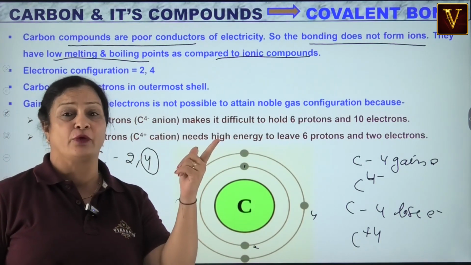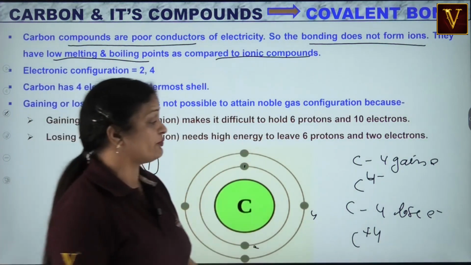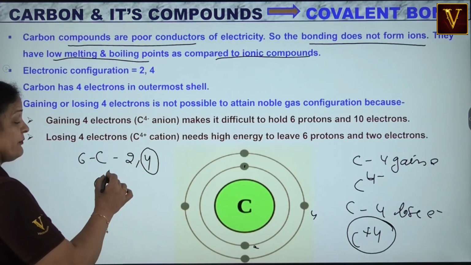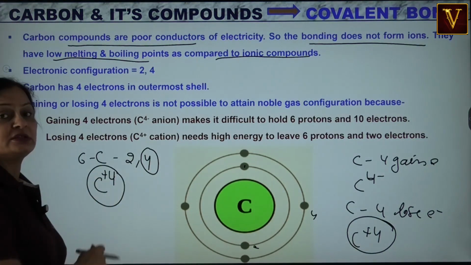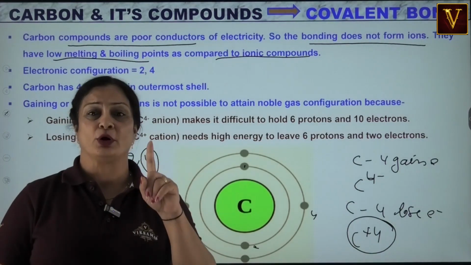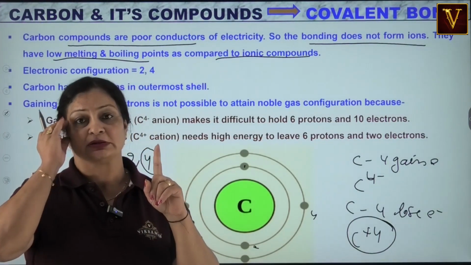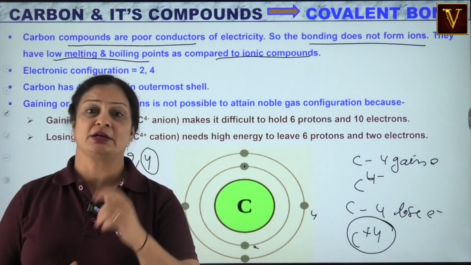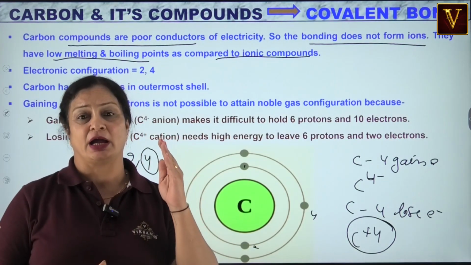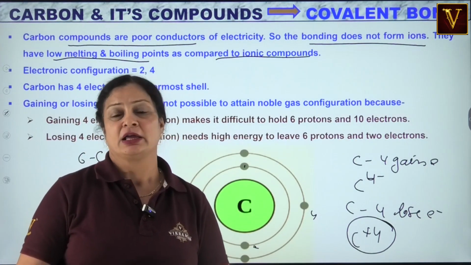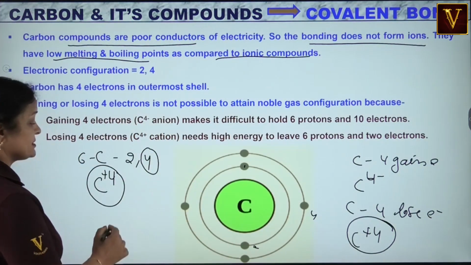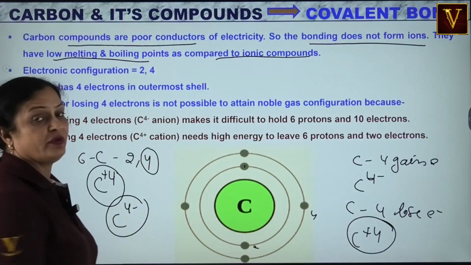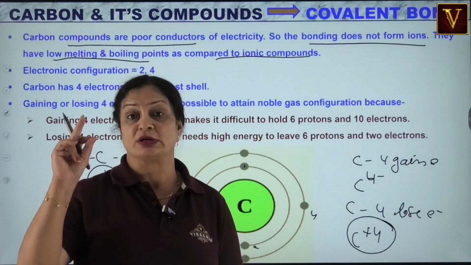Maybe carbon loses 4 electrons. If carbon loses 4 electrons, that means it gets C4+. So is C4+ possible or not possible? No, C4+ is not possible because to lose electrons from the outermost shell, a very high temperature is required, means very high ionization enthalpy is required, which is not possible. As well, carbon doesn't gain 4 electrons to attain noble gas configuration. C4- is also not possible.